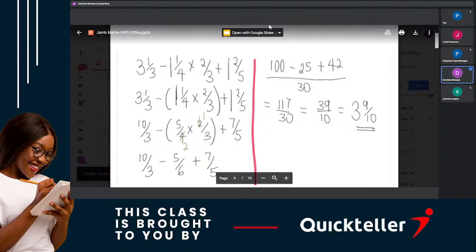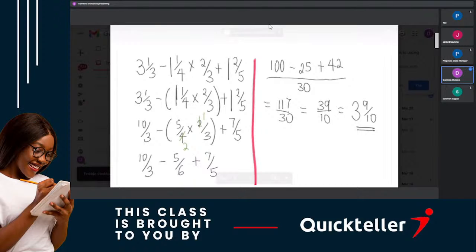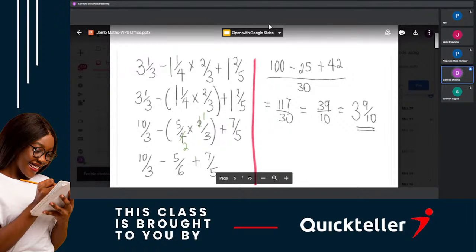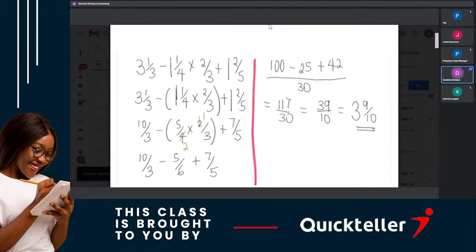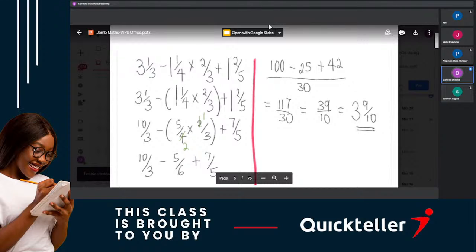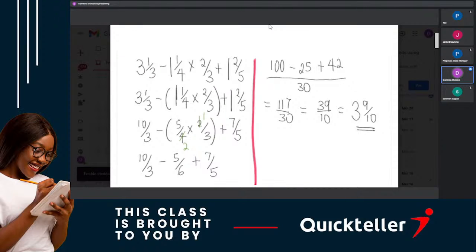If you break it down by 3, you're getting 39 over 10, which is 3 and 9 over 10. And that is what is to be done. Now, the lesson that they are learning here is BODMAS. You know, which sign is higher? The higher sign must be done first. That is what they are really testing you on here. This is just a test of BODMAS, if you understand BODMAS. And that is just it.